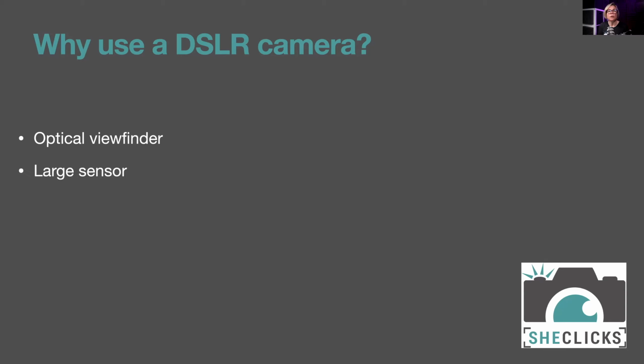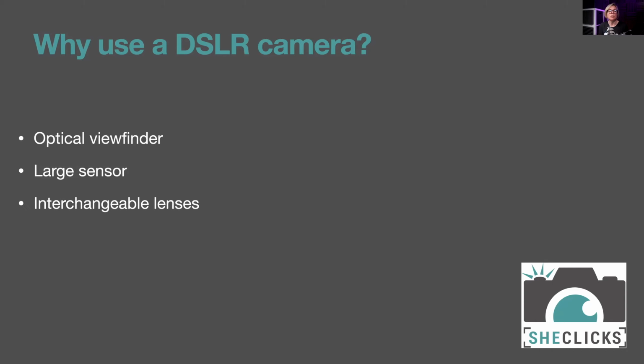As I mentioned before, they also have a large sensor, and as well as being good for image quality, it also enables better ability to restrict depth of field. So if you have a larger sensor and you use a large aperture, you will get shallower depth of field than you will if you use a camera with a smaller sensor.